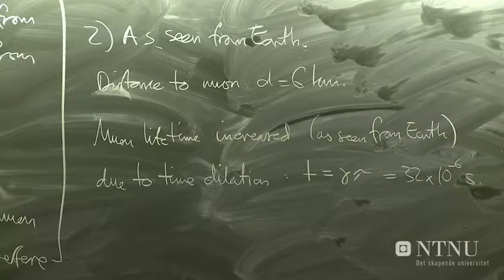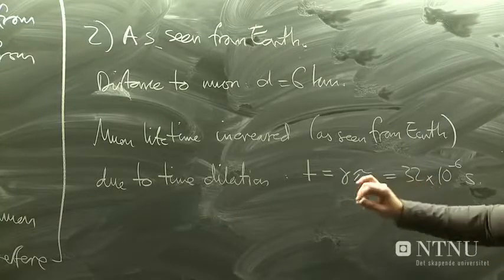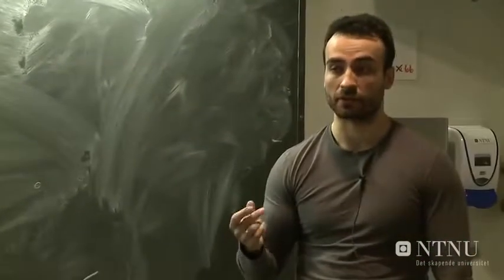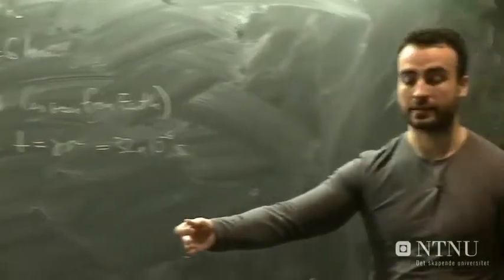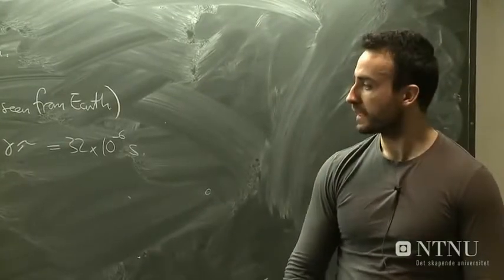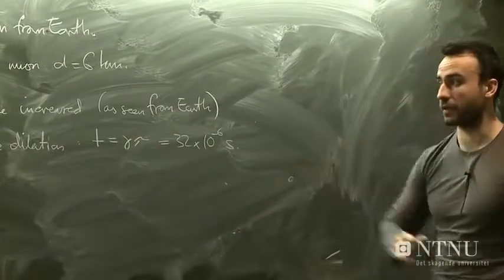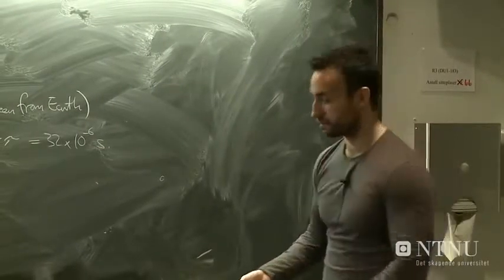Now, the muon lifetime is in fact increased due to this time dilation phenomenon. Namely, moving clocks appear to run slower. So the clock in the muon system appears to run slower than our clock. So the time that we measure is greater, is longer. So this gamma factor is about 16, I think, yeah, for that velocity. So the muon's lifetime as seen from us is enhanced by a factor of 16.